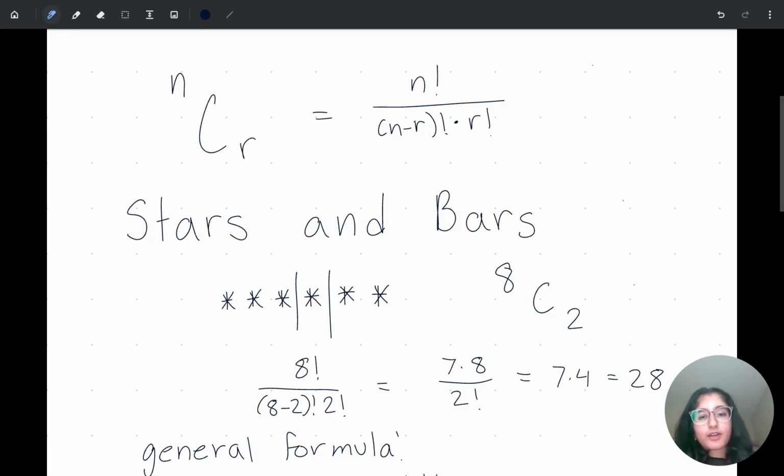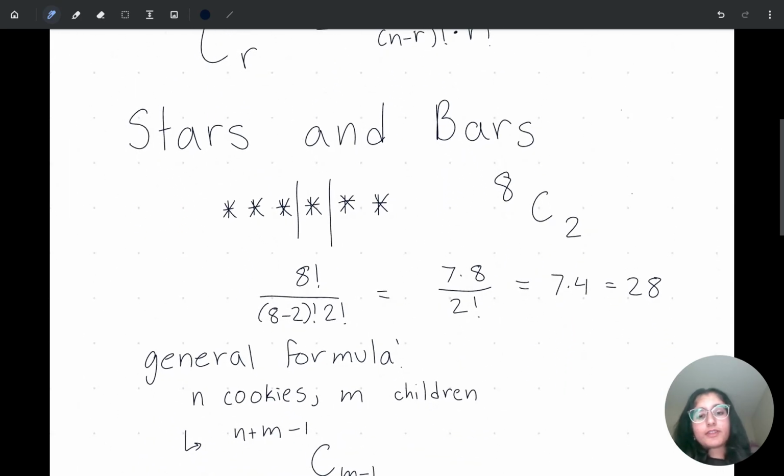So there are 8 spots to put these separators, and there are 2 separators. So we can use 8 choose 2. Alternatively, an equivalent form could be to place all the cookies, which would be 8 choose 6, which is equal to 8 choose 2. 8 choose 2 can be written as 8 factorial over (8 minus 2) factorial times 2 factorial, which then evaluates to 28, as I've shown here.